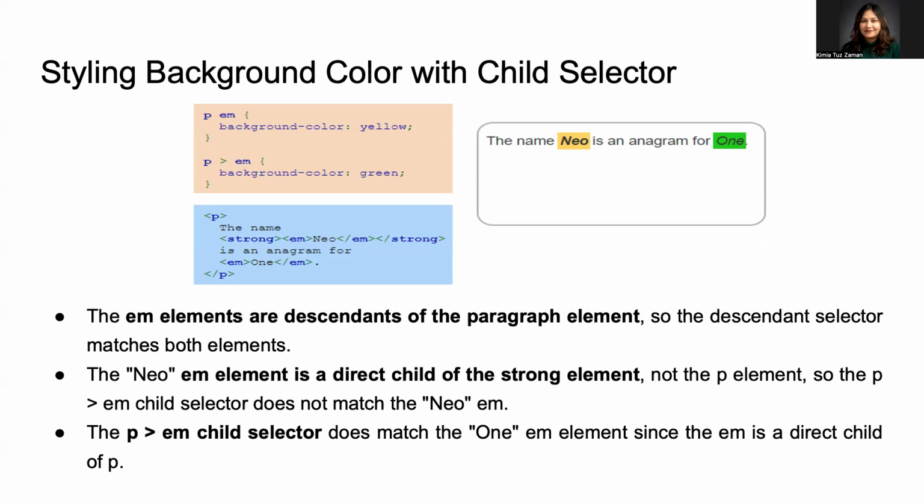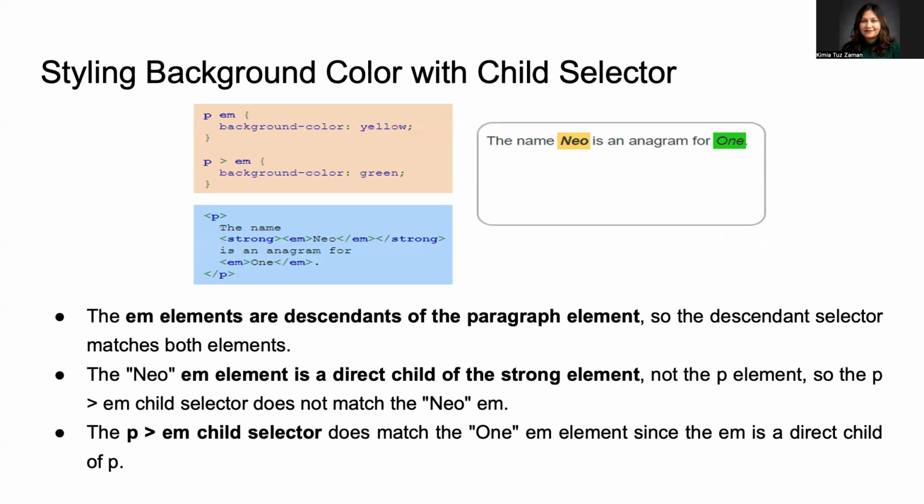So in the HTML code, notice that the word neo is inside a strong tag, which itself is inside the paragraph tag. This means the em for neo is actually a grandchild of the paragraph, not a direct child. So the descendant selector matches it, but the child selector does not. On the other hand, the word one is directly inside the paragraph, so that makes it a direct child. So both the descendant selector and the child selector apply, but the child selector rule gives it the green background.